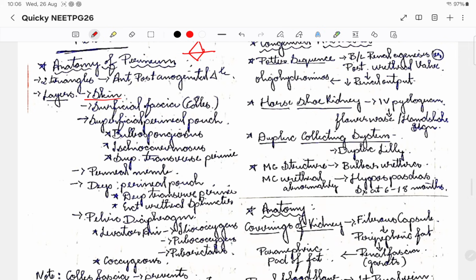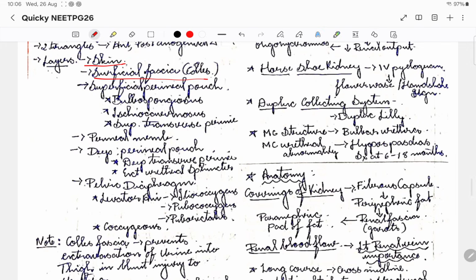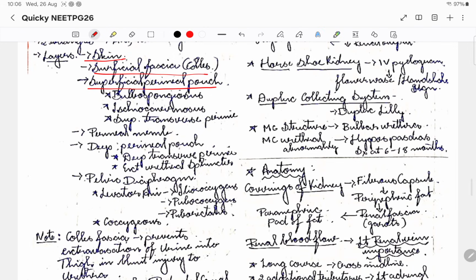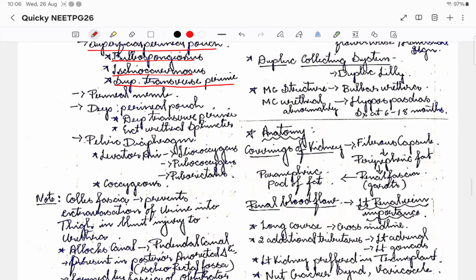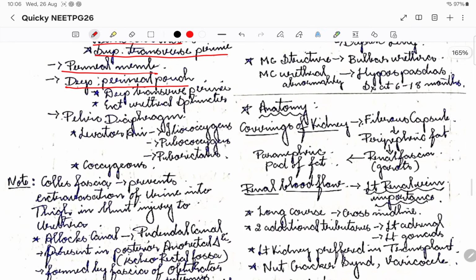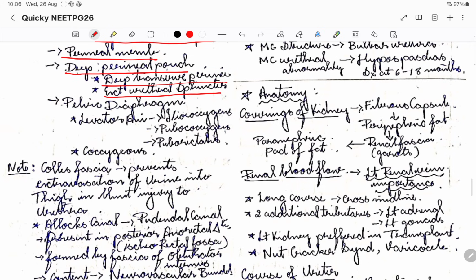The first thing is the skin, then the superficial fascia, then the superficial perineal pouch. In this pouch there will be the bulbospongiosus, ischiocavernosus and the superficial transverse perineal muscle. After that there will be the perineal membrane, then deep to that the deep perineal pouch. In the deep perineal pouch there will be the deep transverse perineal muscle and the external urethral sphincter. So this is all with respect to the anterior urogenital triangle.